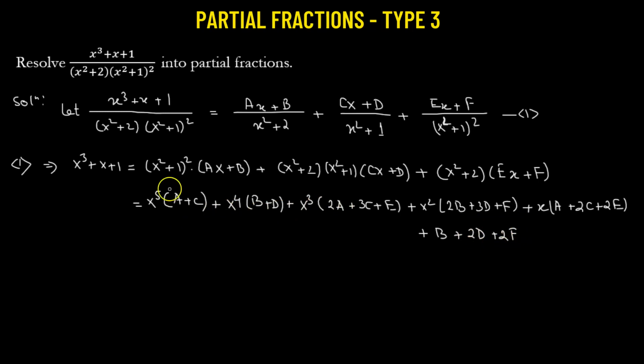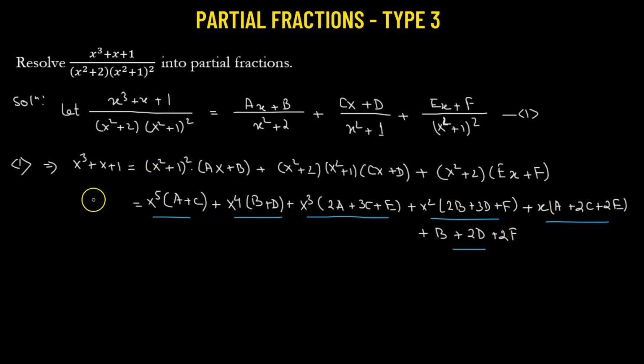So here we can observe that there are 6 terms. Let's state all these terms here. The first term contains x raised to the power of 5, the second term contains x raised to the power of 4, the third term contains x raised to the power of 3, the fourth term contains x squared, the fifth term contains x, and the sixth is the constant term. So there are 6 terms on the right hand side.